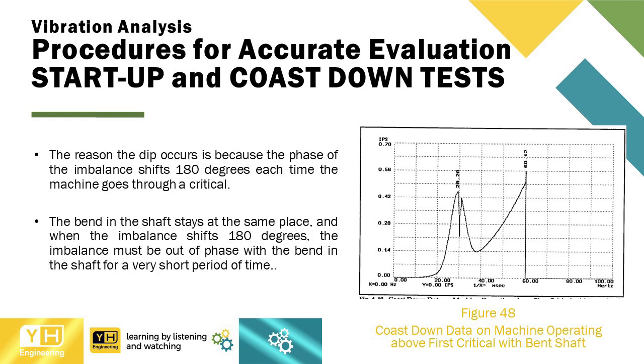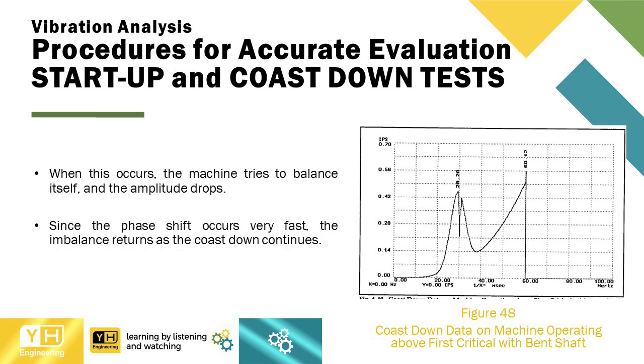The reason the dip occurs is because the phase of the imbalance shifts 180 degrees each time the machine goes through a critical. The bend in the shaft stays at the same place, and when the imbalance shifts 180 degrees, the imbalance must be out of phase with the bend in the shaft for a very short period of time. When this occurs, the machine tries to balance itself, and the amplitude drops. Since the phase shift occurs very fast, the imbalance returns as the coast down continues.